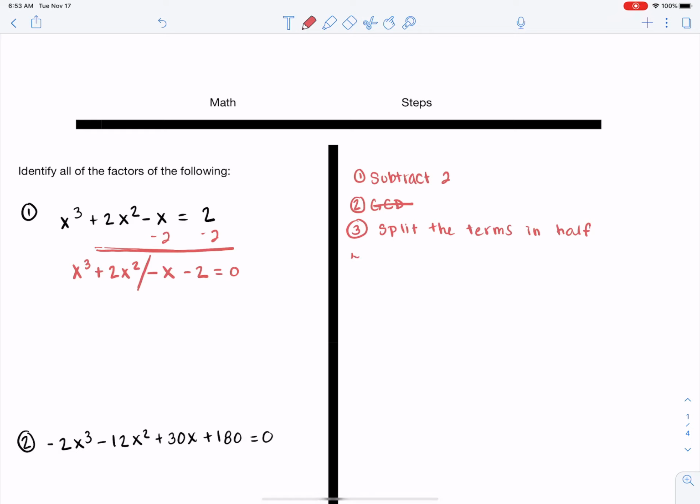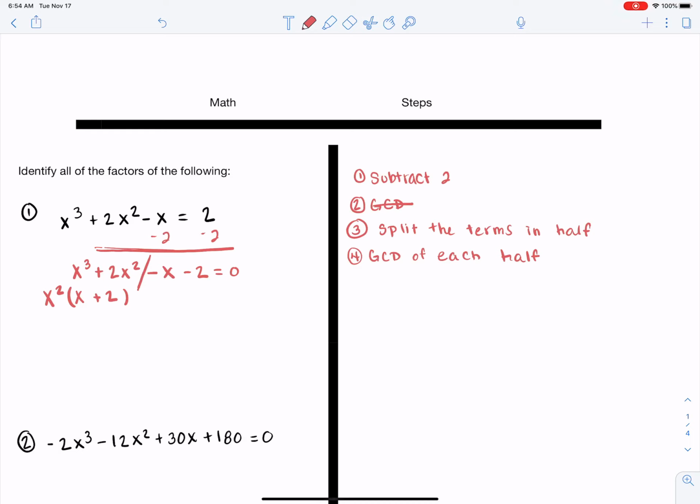Okay, step 4, we're going to find the GCD of each half. So if I look at my first half, x cubed plus 2x squared, both of those have x's. In fact, both of those have 2 x's. I could take 2 x's or x squareds out of both terms. So I'm going to say that my GCD, or my greatest common divisor, is x squared. If I started with x cubed and I took x squared out of it, I'll have a single x left over. If I started with 2x squared and I took an x squared out, I have plus 2.